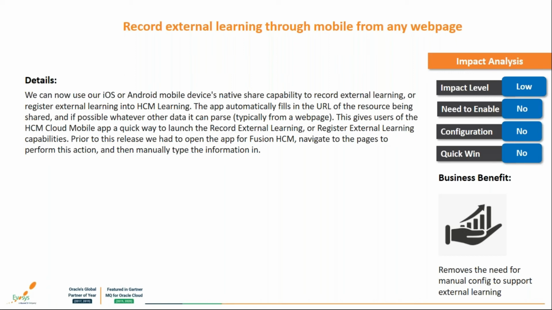With the app, I mean the app for Fusion, and you would be redirected to the registered external learning site. On the impact side, it is on the lower level. This feature need not be enabled, neither needs to be configured, and it does not qualify for a quick win.